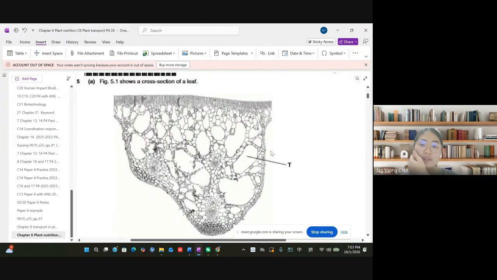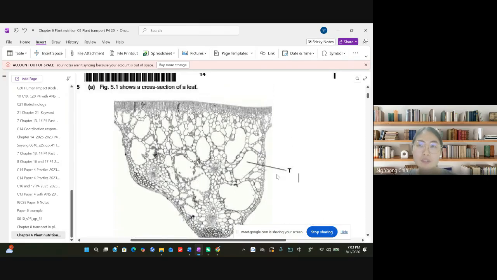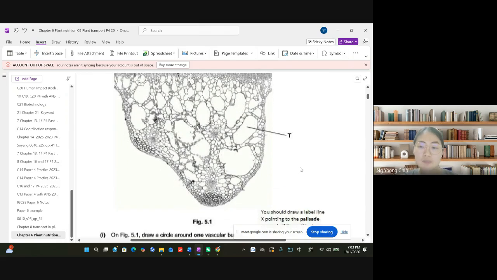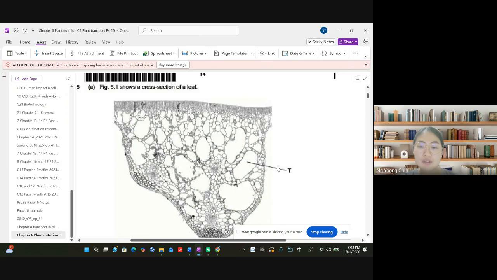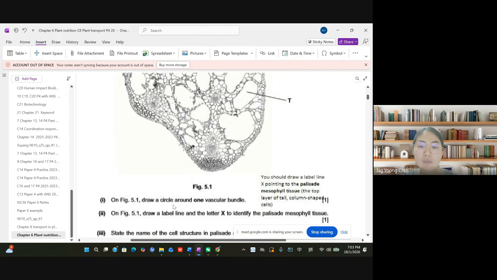So actually this T, right, do you know the name of T? It's known as the airspace, okay? T is known as airspace. So that's why this is found in the plant, especially in the hydrophyte, okay? Because a hydrophyte is a plant that lives inside the water. So that's why they require a lot of airspace. Okay, so next, draw a circle around one vascular bundle.